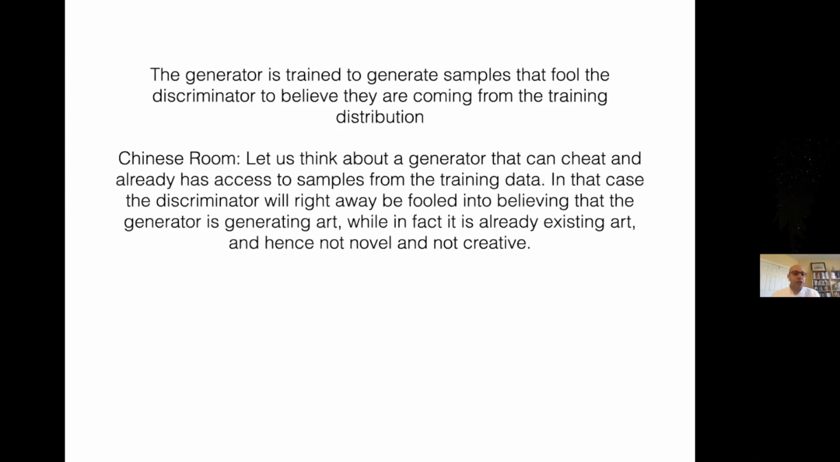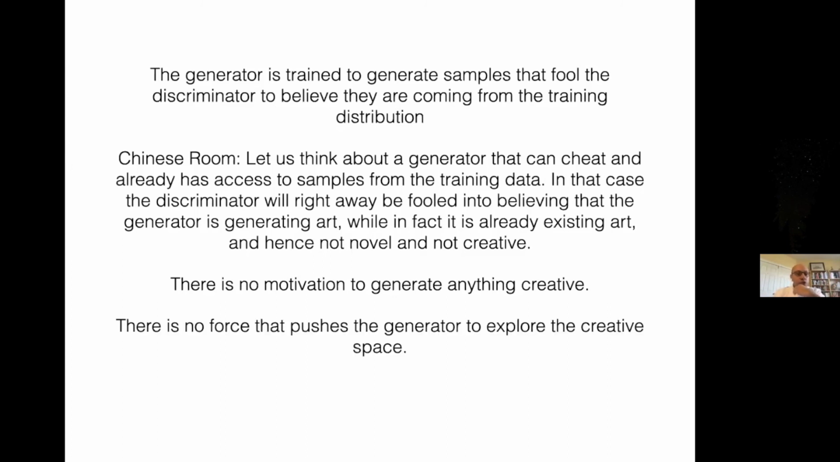However, this is basically the Chinese room problem. There is no motivation for the generator to generate anything creative. The generator is just trying to generate something from the same distribution. The only creativity it can have is to generate something that was not generated before from the distribution. If we give it artworks of portraits, it will just generate a different portrait, but still one very similar to what it sees. There is no force that pushes GAN to be creative.